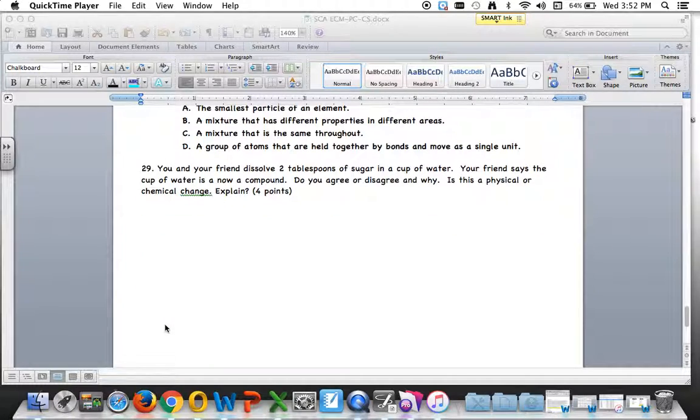29. You and your friend dissolve 2 tablespoons of sugar in a cup of water. Your friend says the cup of water is now a compound. Do you agree or disagree, and why? Is this a physical or chemical change? Explain. 4 points.